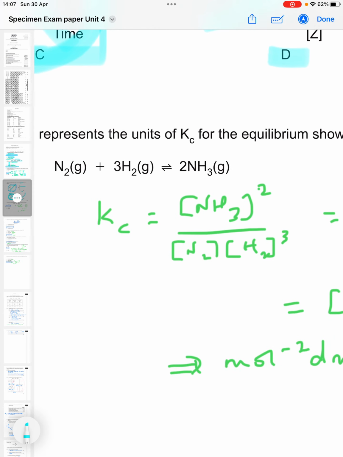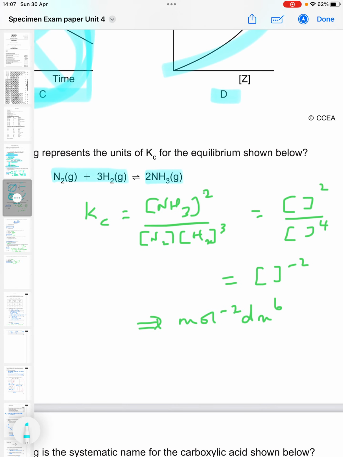Now, number 5, which one of the following represents the units for Kc for the equilibrium shown? So we have the Haber process here, we've got N2 and 3H2 gives us 2NH3 in a reversible reaction.